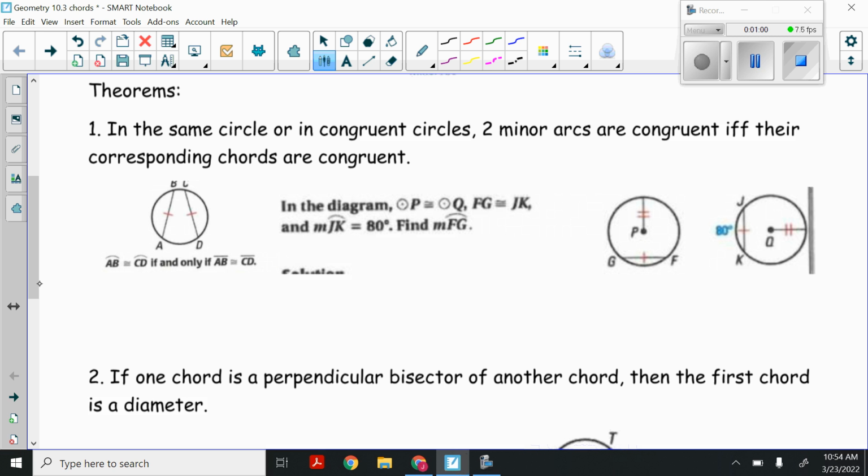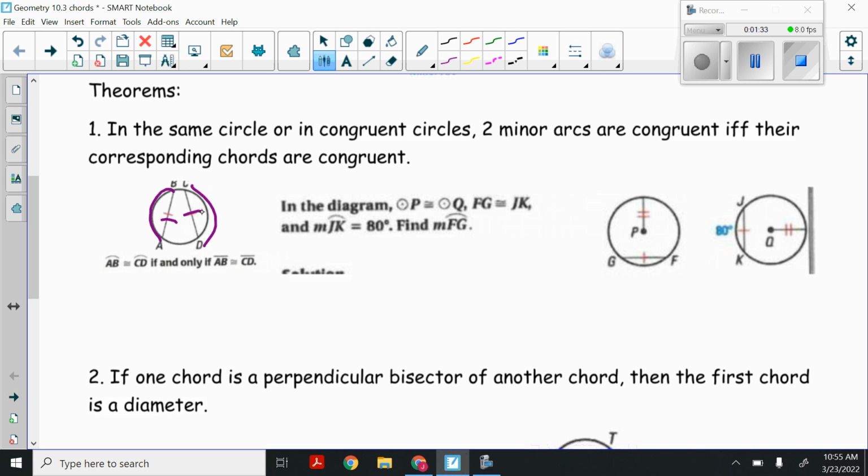So the very first theorem tells us that in the same circle or in congruent circles, and remember yesterday we learned that congruent circles mean they have the same radius, two minor arcs are congruent if and only if their corresponding chords are congruent. So in this picture here, arc AB is congruent to arc CD if and only if AB is congruent to CD, those segments, right? So we're going to look at an example using that.